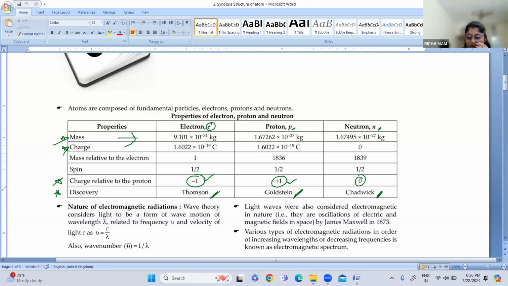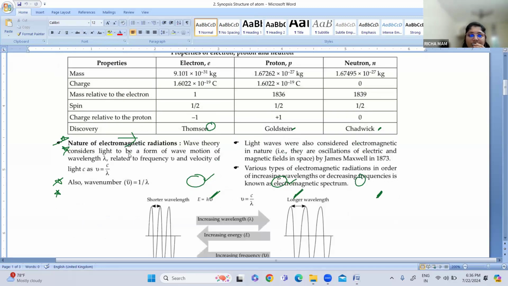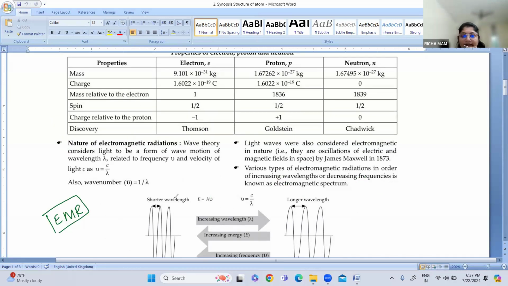Next, what are the points which we have to remember from this chapter? How are we going to consider the nature of electromagnetic radiation? You have studied something called EMR. EMR is nothing but electromagnetic radiation. Electromagnetic radiation is given in terms of two theories. First we are going to discuss the wave theory.